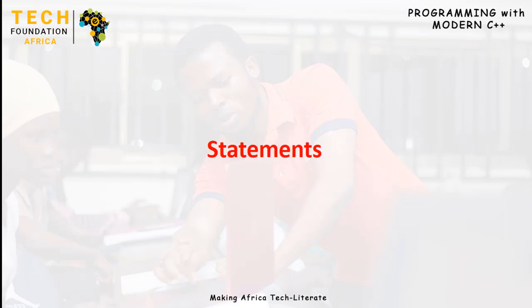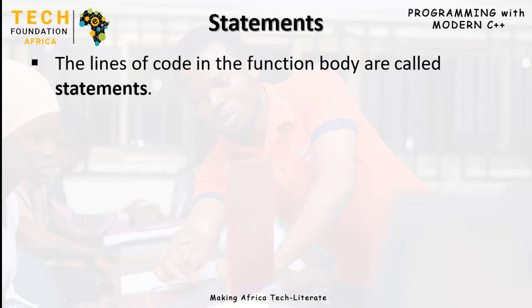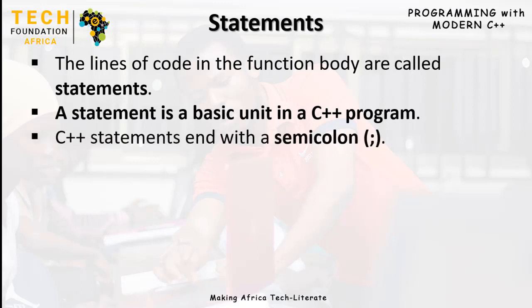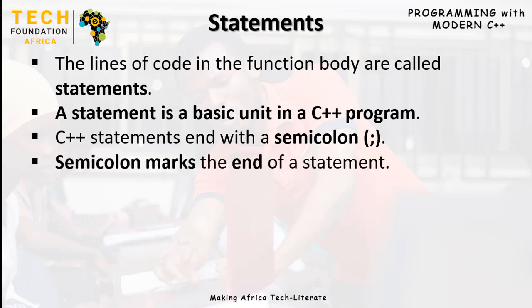Now, what are statements in C++? Statements form the basic unit of a C++ program. A statement always ends with a semicolon. It's like a statement in English where we end with a period. In C++, to end a statement, you use a semicolon. The semicolon tells the computer that this is the end of this particular statement. In your source code, one thing I want you to remember is that it is the semicolon that marks the end of a statement, not the end of the line.